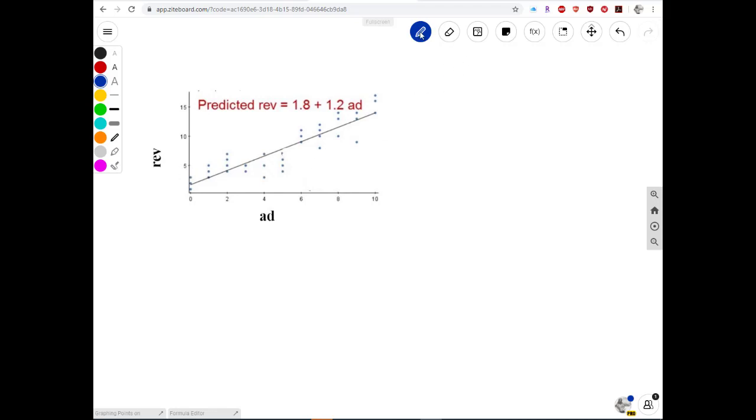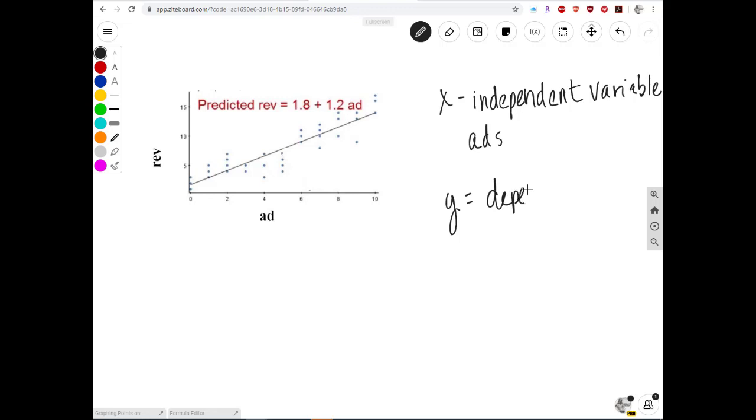So I'm going to go ahead and write that out here just so that we can keep it all straight. So the x-axis is the independent variable, and in this case, that is ads. And the y is the dependent, and in this case, it's revenue.